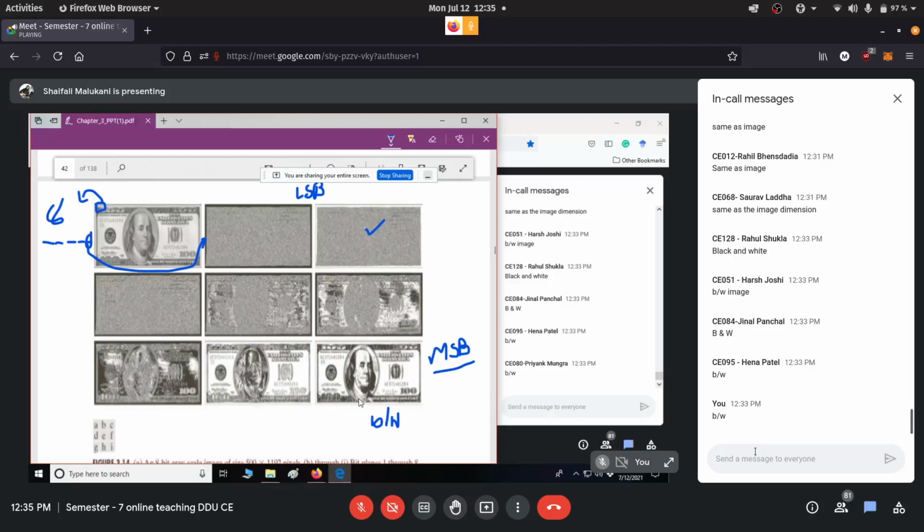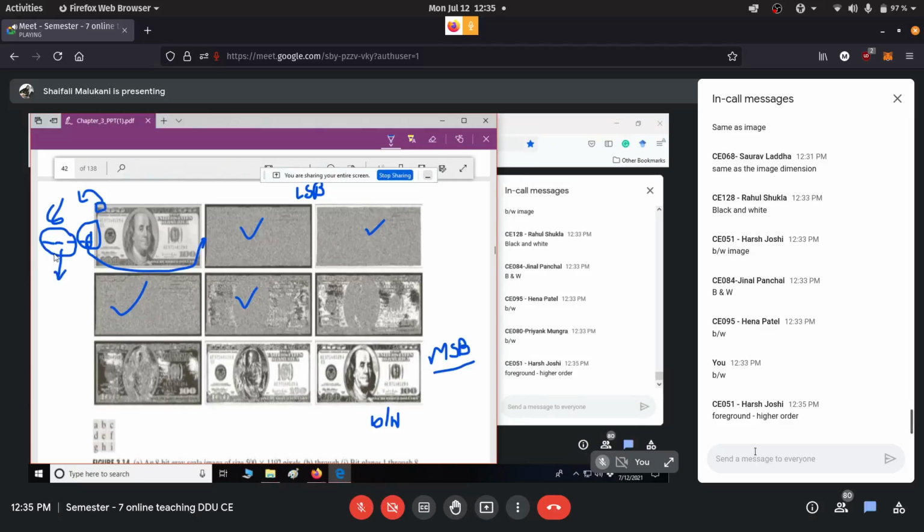Okay. So can you tell me now, if I am representing a pixel using 8 bits, do the higher order bits of that pixel value contain foreground information or background information, and do the lower order bits contain foreground or background? The question is, where is foreground information stored, in higher order bits or lower order bits? Yes, foreground information is stored in higher order bits.